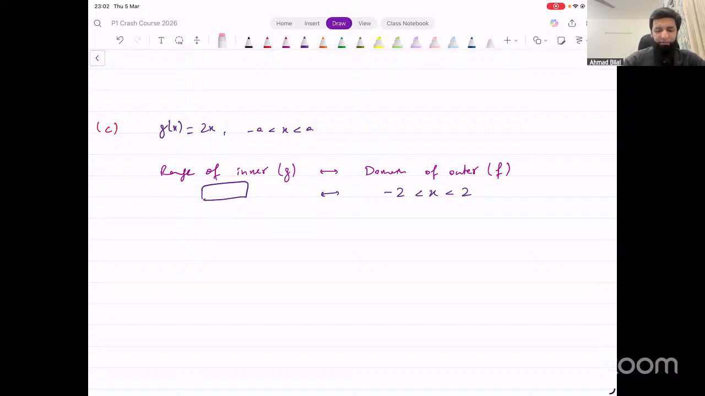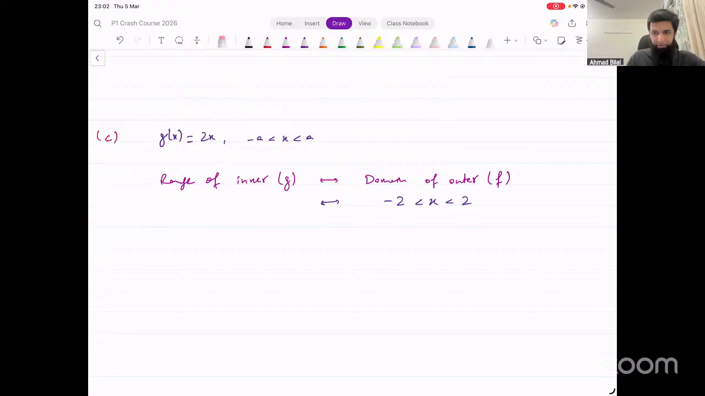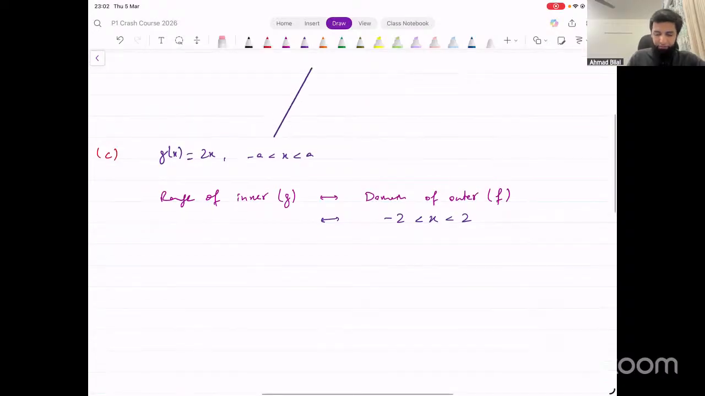Can we find the range of g? It's a linear function. What's the range of this function going to be? It's a straight line with a positive gradient, so it looks like this. The domain is from negative a to positive a, right? So I can take some point negative a here and another point positive a here. We are looking at this part of the graph from negative a to positive a.